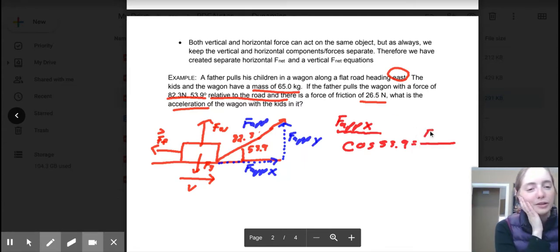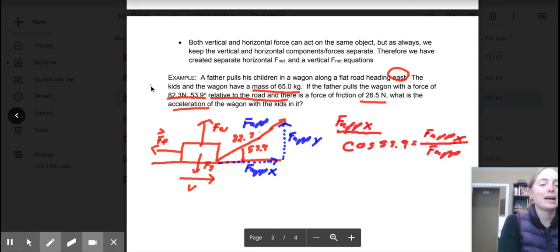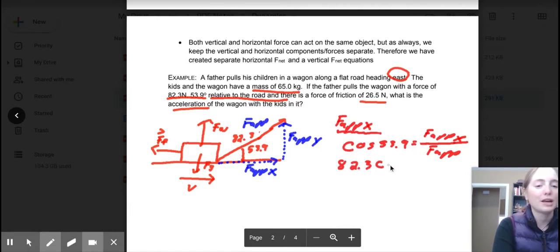our force applied x divided by our standard force applied. And that is the 82.3. So we're going to rearrange this equation, and we're going to multiply both sides by that force applied. So we are going to have our 82.3 newtons times our cosine of 53.9, and that is going to equal our force applied on the x.